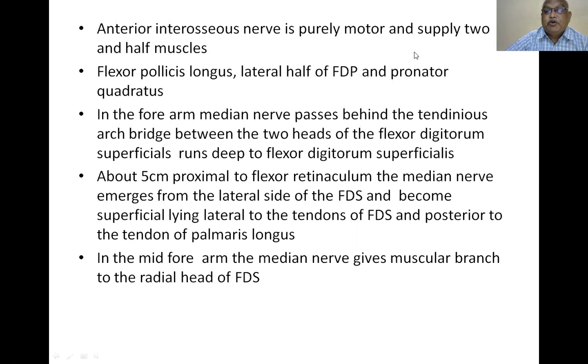The anterior interosseous nerve is purely motor and supplies 2.5 muscles. The posterior interosseous nerve, a deep branch of the radial nerve, is also purely motor. The anterior interosseous nerve, a branch of the median nerve, supplies all these muscles.